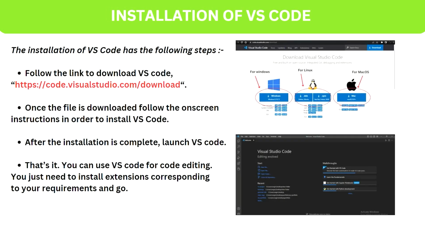Installation of VS Code. The installation of VS Code has the following steps. Follow the link to download the VS Code. Once the file is downloaded, follow the on-screen instructions in order to install VS Code. After the installation is complete, launch VS Code. That's it. You can use VS Code for code editing. You just need to install extensions corresponding to your requirements and go.